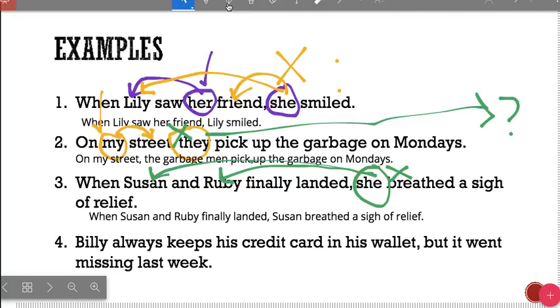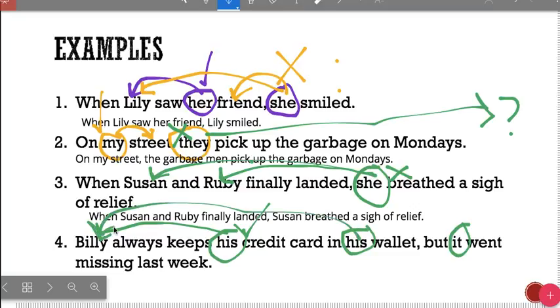So finally, Billy always keeps his credit card in his wallet, but it went missing last week. There's a couple pronouns here. So we have his, and we have his again, and then we have the pronoun it. So his credit card, well, that's talking about Billy's credit card. Billy is singular, his is singular, and they're both male. So, okay, that pronoun and antecedent agree. His wallet, well, that's again talking about Billy's wallet. So his and Billy, both singular, both male, they agree.